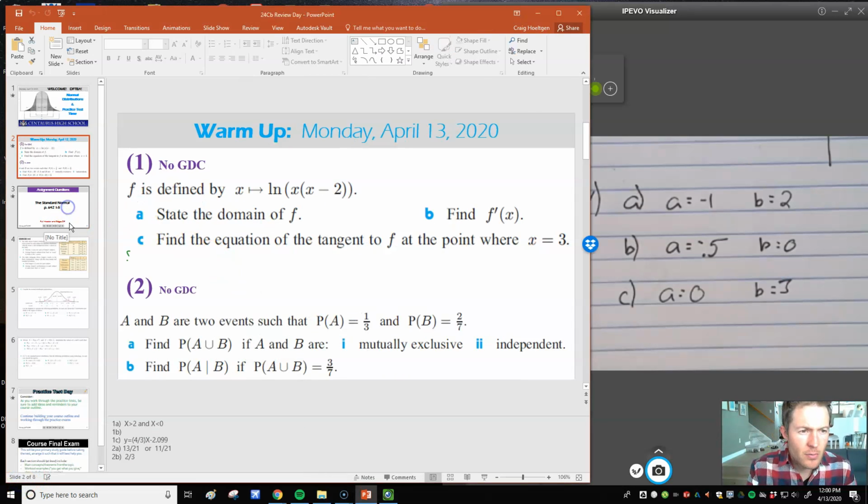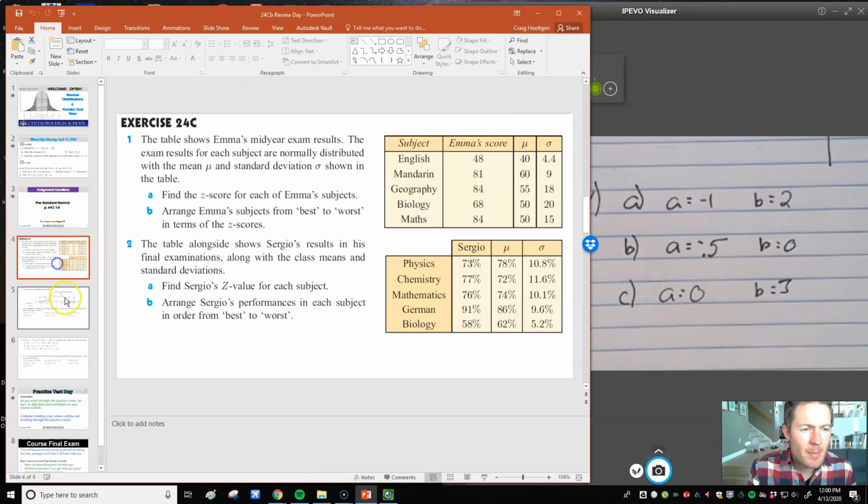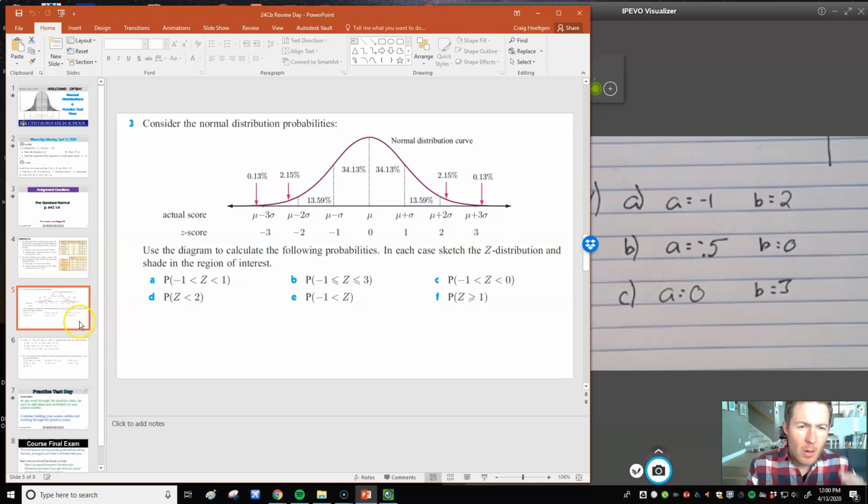All right, let's continue forward. I'm anticipating some questions on these, so let me take a moment and go over some of these big ideas. For question 3, use a diagram to calculate the probabilities: sketch the Z distribution and shade the region. So here it's asking the probability of Z being between -1 and 1. Well, that would just be this region here, so that probability is those two added together. This one between -1 and 3, that means down 1 here, and then all this plus this plus this plus this all the way up to 3, and so forth.